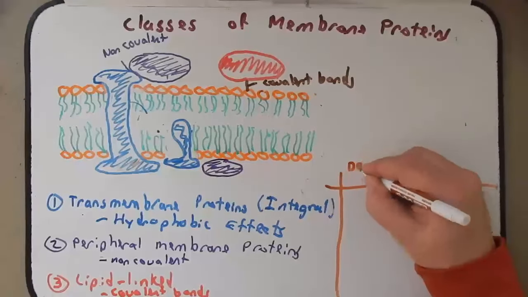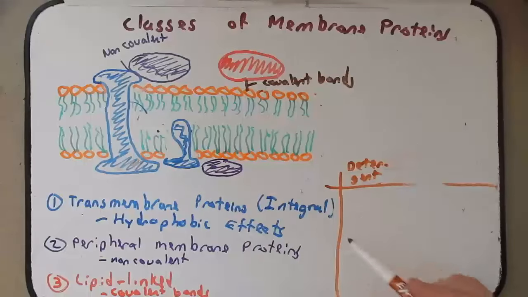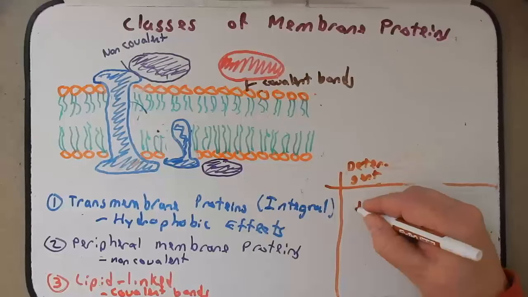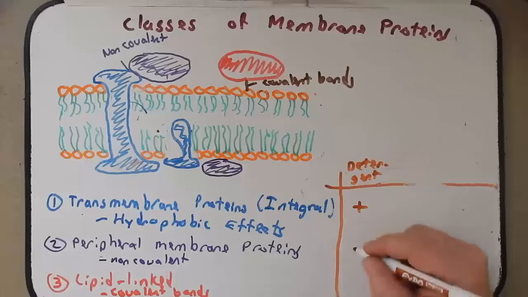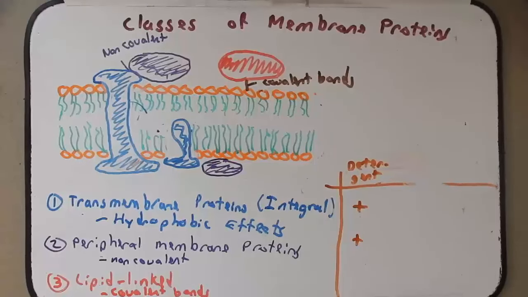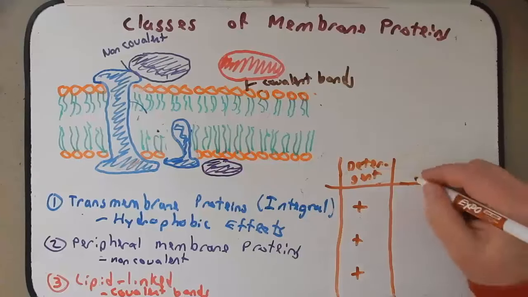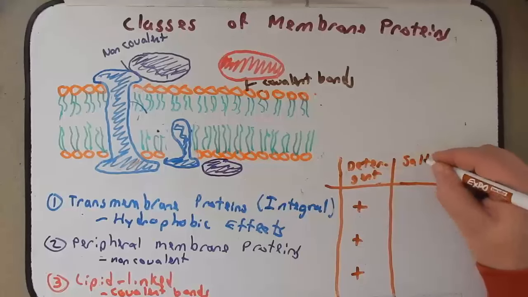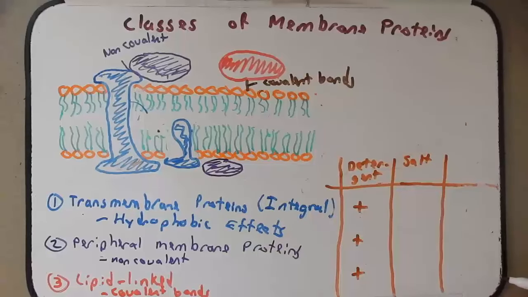So let's start with a detergent. When you apply a detergent to a cell, it essentially busts the membrane apart. So detergents will release a transmembrane protein. It will also release a peripheral membrane protein and a lipid-linked protein. So how do we know what we're looking at, since detergents release all of those? Well, we could add a salt next. Salts help break up weak non-covalent interactions, but they're not going to break apart covalent bonds or hydrophobic interactions.